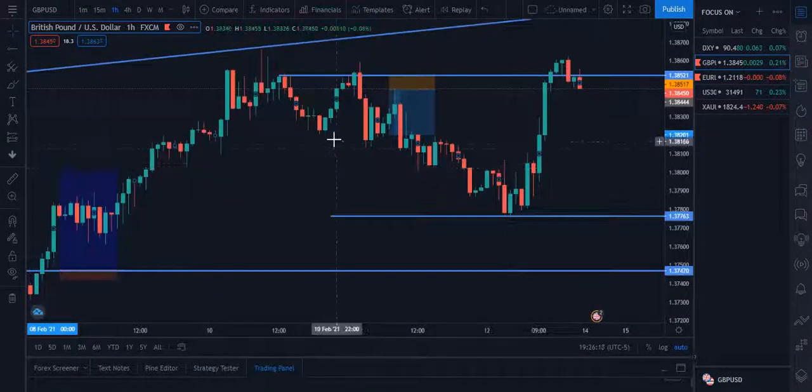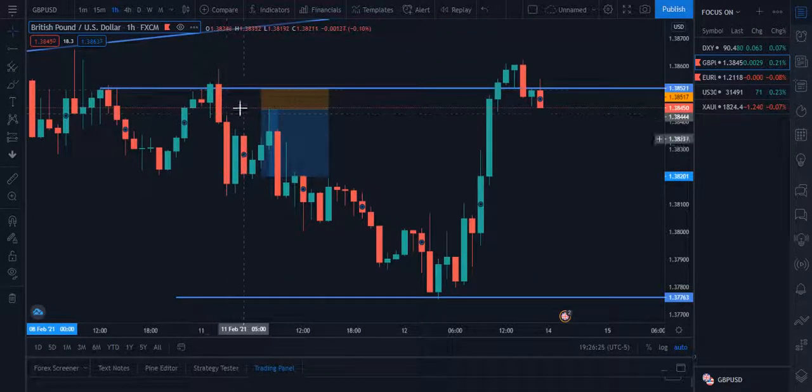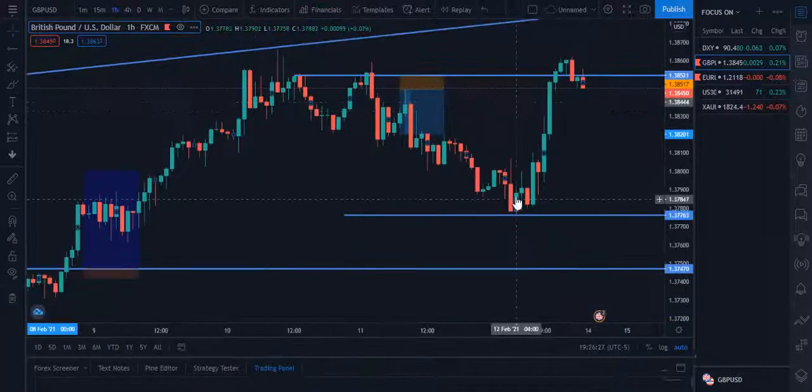And for me, I will not lie, here I did not see any candlestick that could have confirmed that this thing is going to go down the way it did right here.